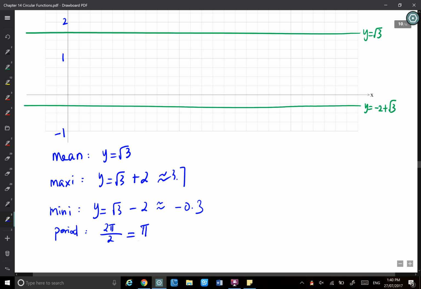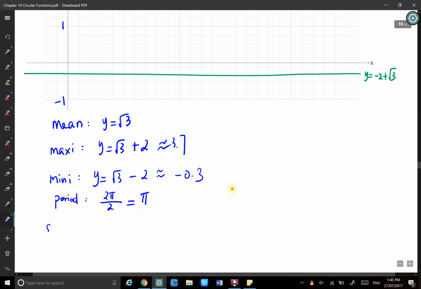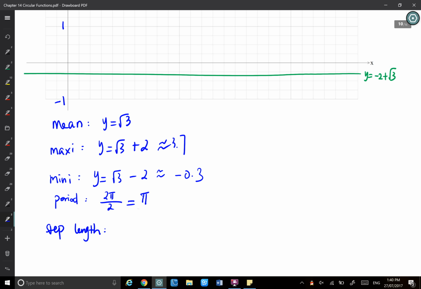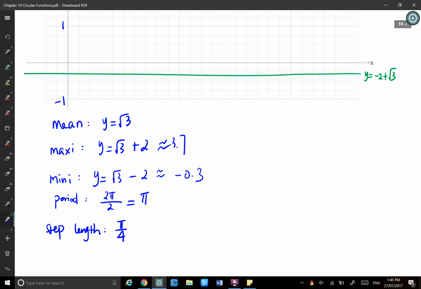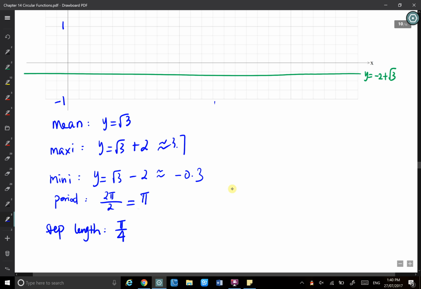Okay, what's the step length? Each period, how many steps will there be? 4. So pi on 4 will be the step length. Period divided by 4.